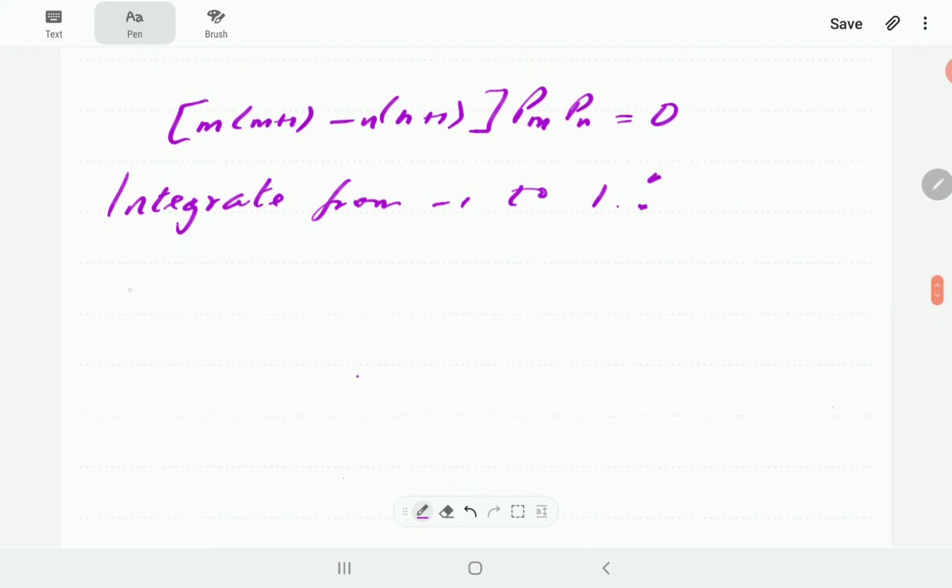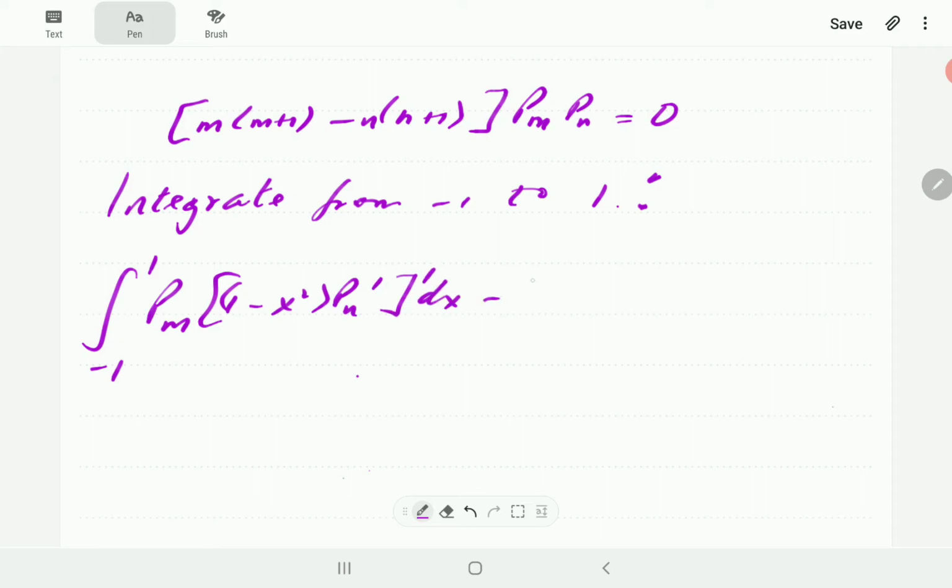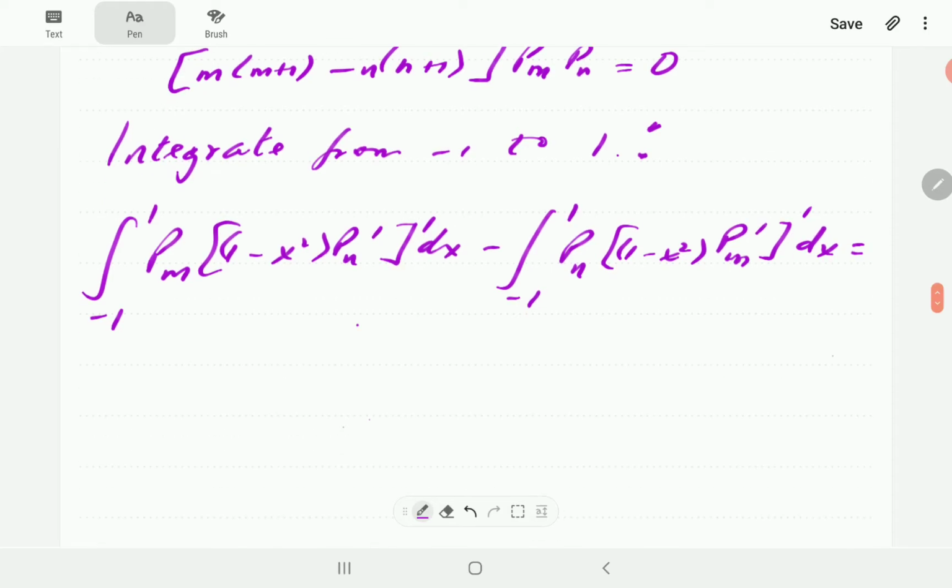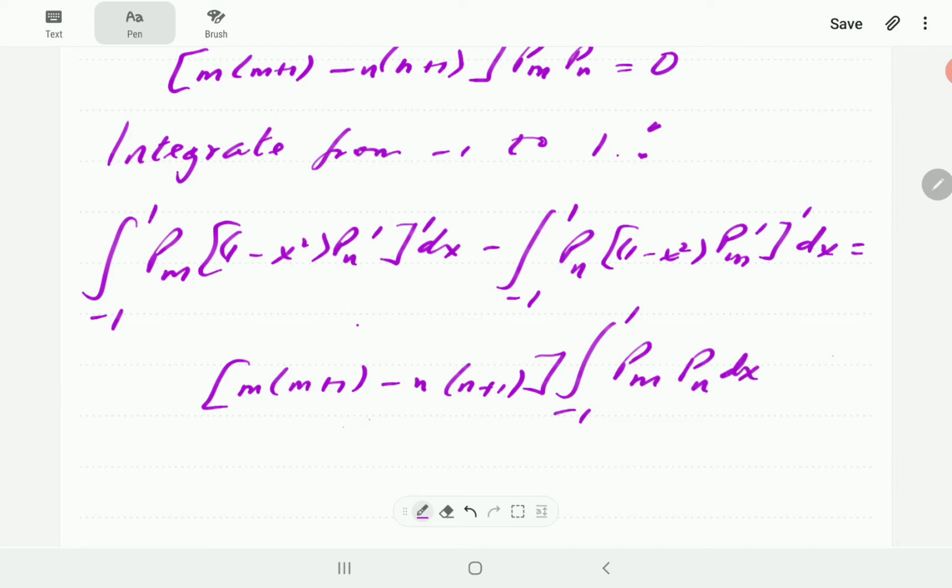So on the left hand side, we're going to have the integral from -1 to 1 of Pm times (1 minus x squared) Pn prime dx, minus Pn times (1 minus x squared) Pm prime dx. And then on the right hand side, we're going to have m times (m plus 1) minus n times (n plus 1) times the integral from -1 to 1 of Pm times Pn dx. Now the two terms on the left hand side are very similar in structure. The only difference is that the m and n are swapped.